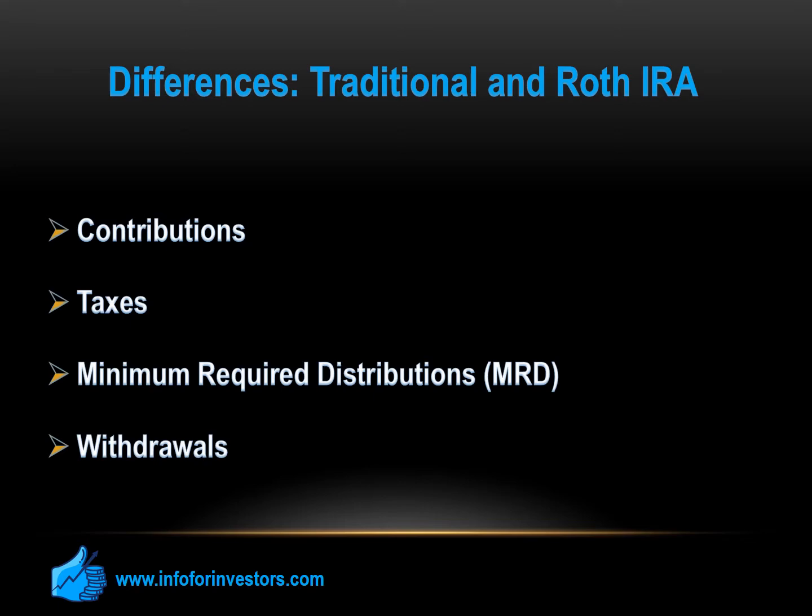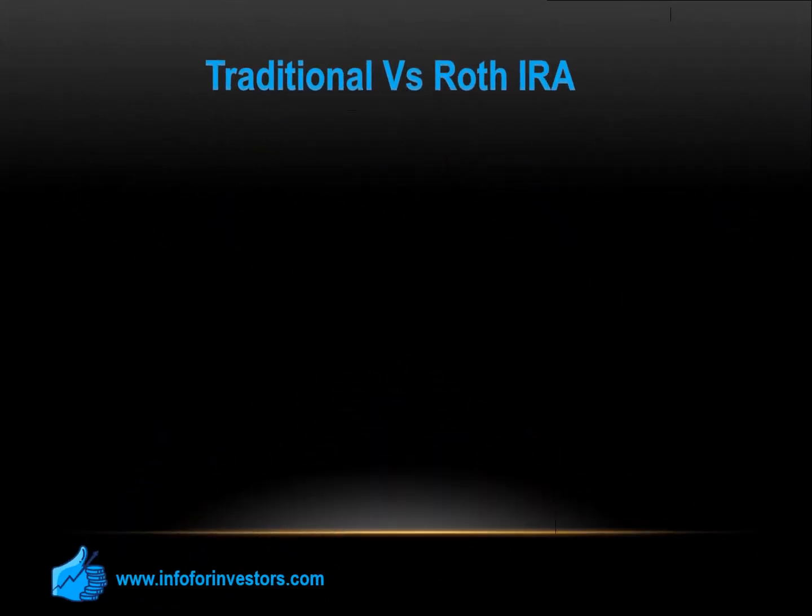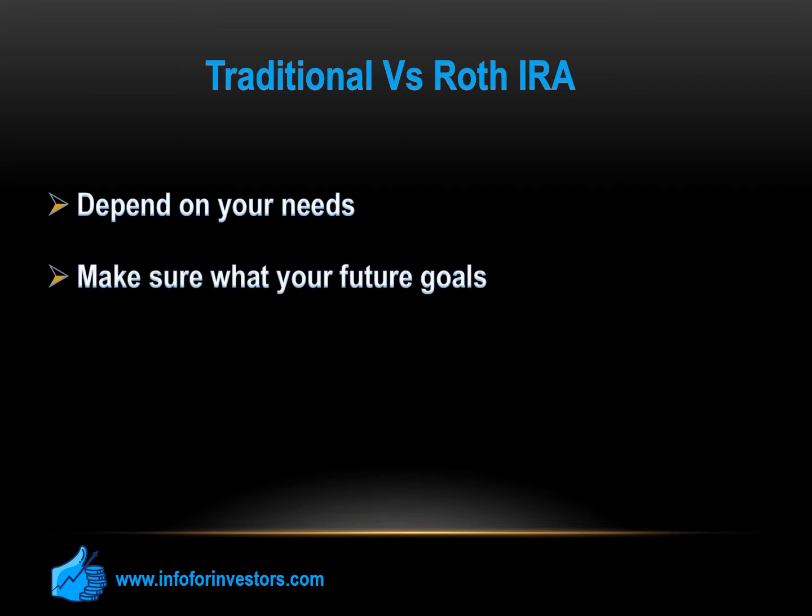So which one is for you, traditional or Roth IRA? It's hard to say which one is better. Certainly, you have to make sure what your future goals are and what you would like to achieve. Given the specifics of the two types of IRAs, we can assume if you think that after retirement the tax rate will be lower, then go for the traditional IRA, which offers a tax-deferred growth. If you want to pay taxes now because you think they might be higher after retirement, then take advantage of a Roth IRA and its tax-free growth option.